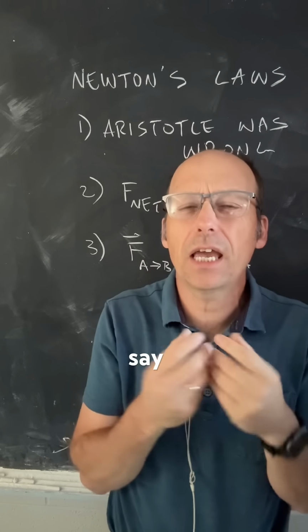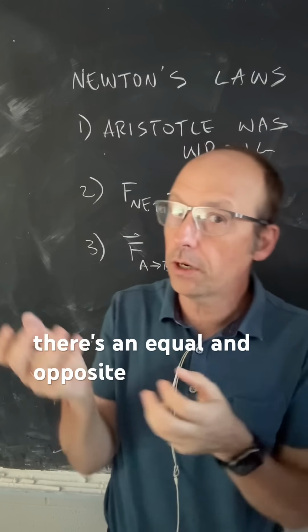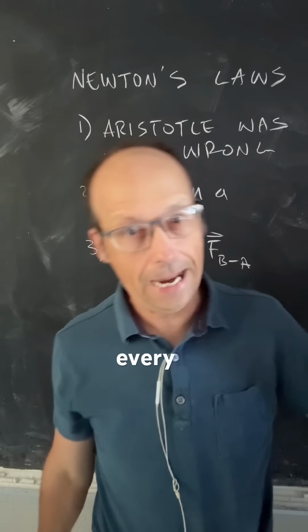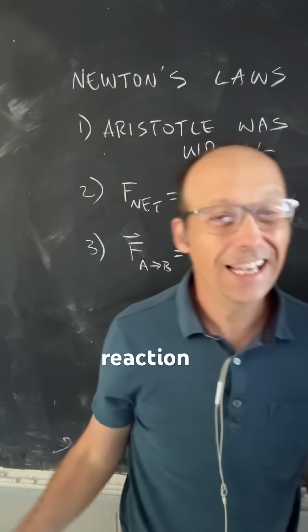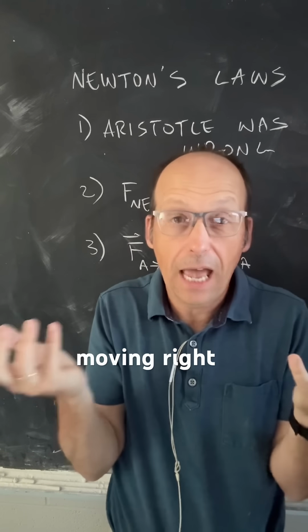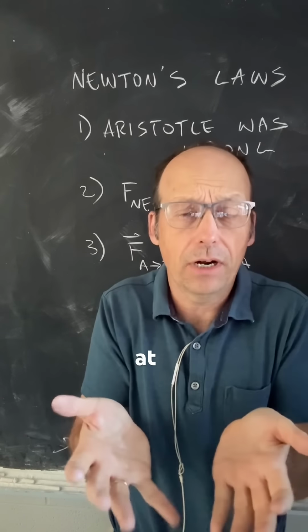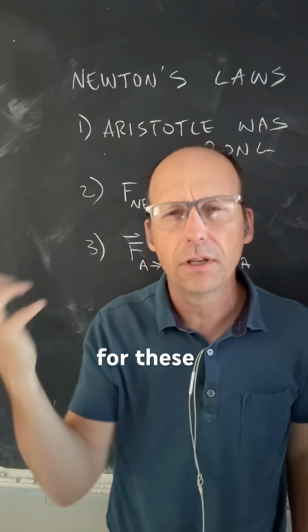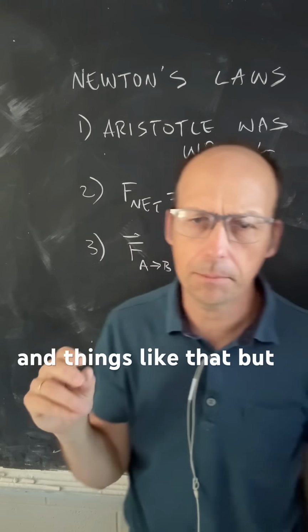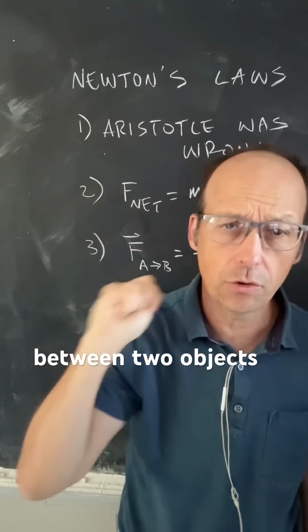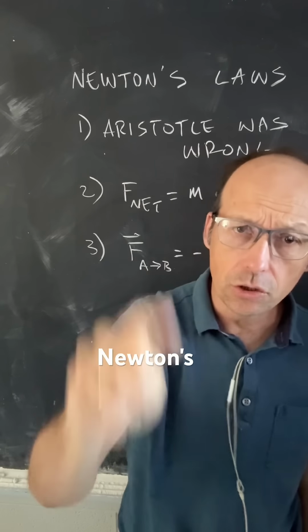A lot of people will say, oh, for every force, there's an equal and opposite force. That's the best way. But other people say, for every action, there's an equal and opposite reaction. It's not wrong, but it implies that these things have to be moving, right? Action isn't something at rest. They just didn't have the best terminology for terms like forces. But this is forces come in pairs. Forces are an interaction between two objects. That is Newton's three laws.